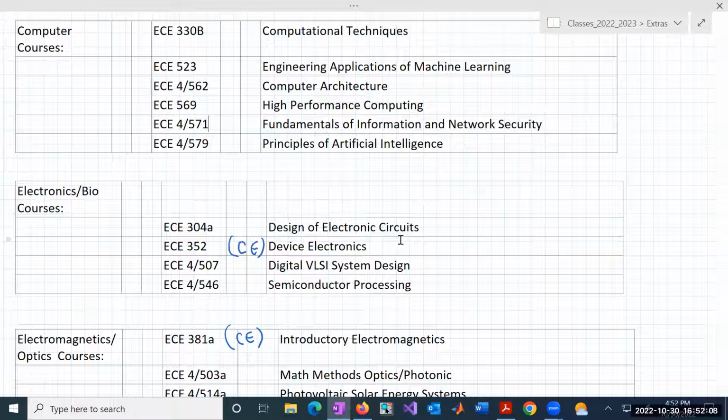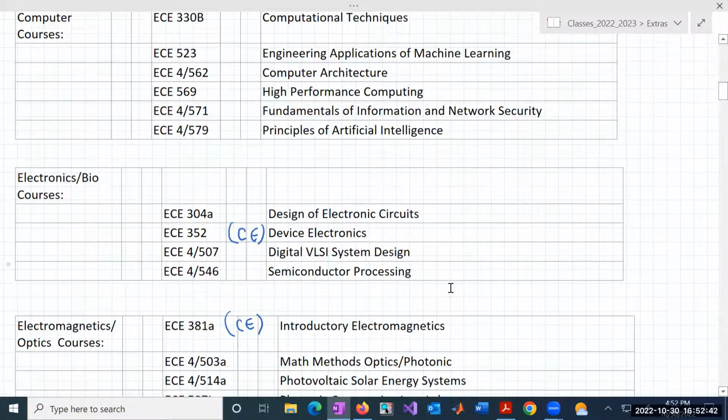ECE 407, 507. Again, this could have been maybe included in the computer area. This is digital VLSI. How do you do very large scale integrated system design? How do you implement these logical functions in hardware? How do you build those, and what kinds of decisions do you have to make if you actually want to understand how to build or do the processing necessary for semiconductors? Then you would want to be taking ECE 446, 546.